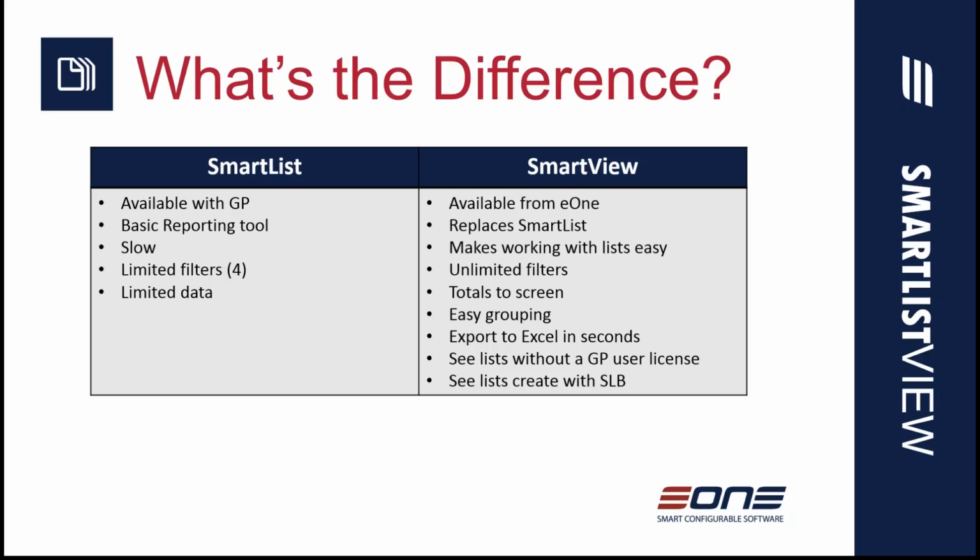With SmartView, which replaces SmartList for you, we make it a little bit easier to work with those lists because we do things like unlimited filters. We give you totaling at the bottom of your records so that you can tell, say, your credits equal this, your debits equal that. We allow you to group up, so if you want to group by account, we can do that, and you see the transactions per account, for example. The export to Excel is a lot faster. And then SmartView has an external version so that you can run it without using a GP user license. So if you have users that just have a GP login so that they can use SmartList, SmartView gives you an option to not have to have a login for them.